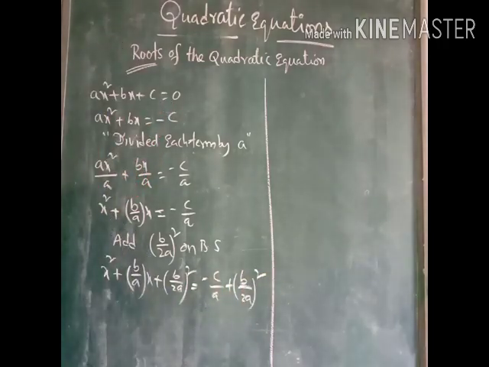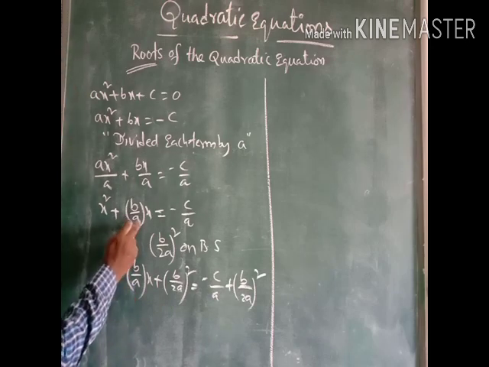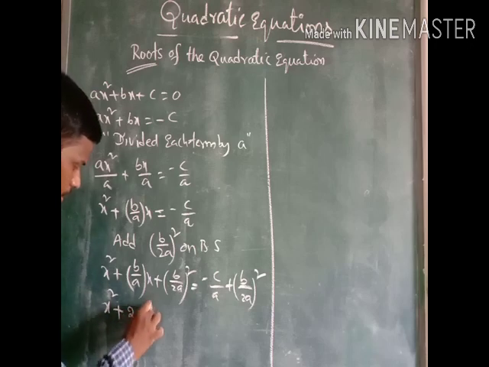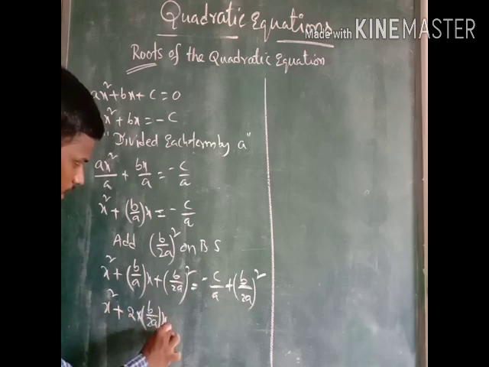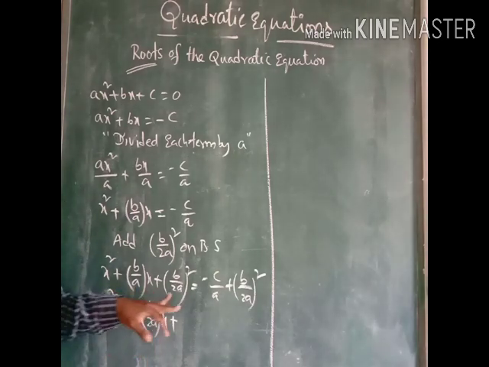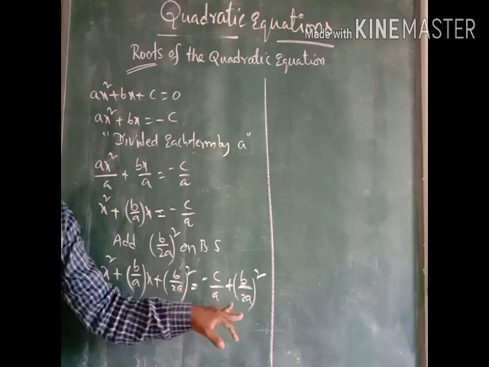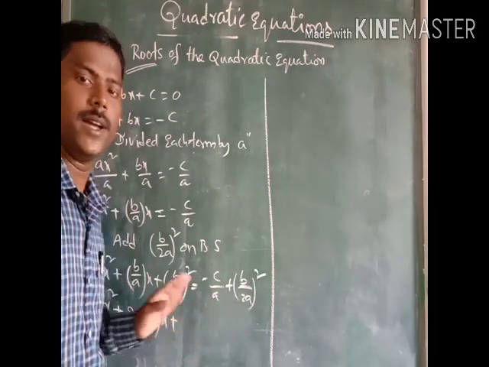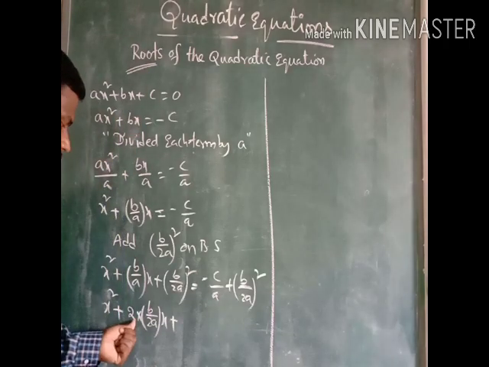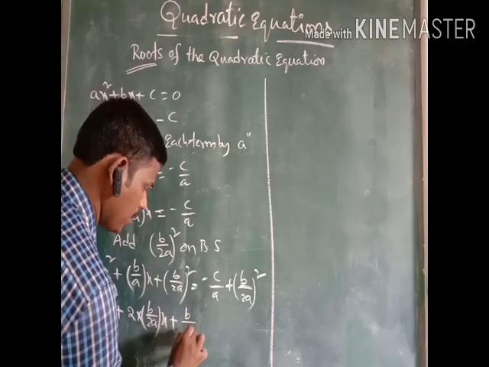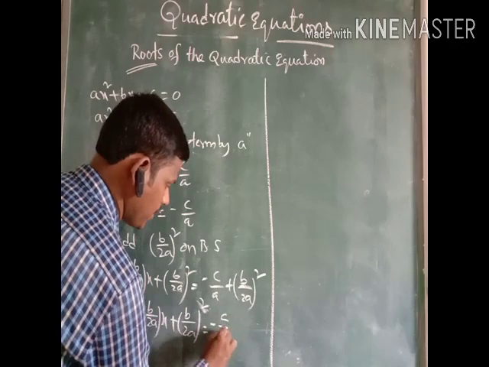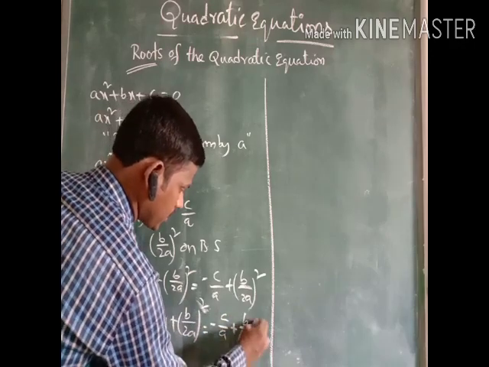Why am I adding b by 2a whole square on both sides? Here the second term is b by a into x, which we can write as 2 into b by 2a into x, can we write or not, children? Because the 2 cancels, b by a x is there. That's why we add b by 2a whole square, by using the algebraic identity a square plus 2ab plus b square formula. So x square plus 2 into b by 2a into x plus b by 2a whole square equals minus c by a plus b by 2a whole square.